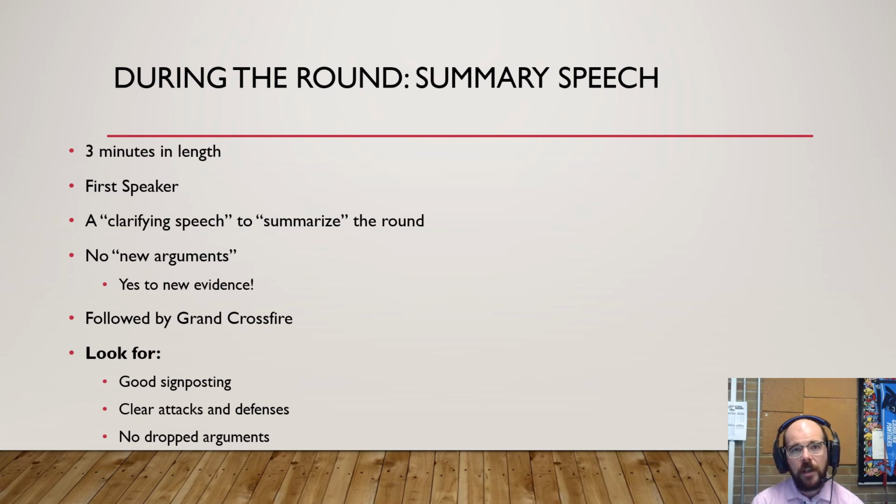Summary speeches begin the second half of the debate. They're 3 minutes in length, and they will be once again delivered by the first speaker from each one of the teams. A summary speech is a clarifying speech intended to summarize the round. They don't present new arguments in the summary speech, but they may be bringing up new evidence, either as an attack or a defense of their own case or their opponent's case.